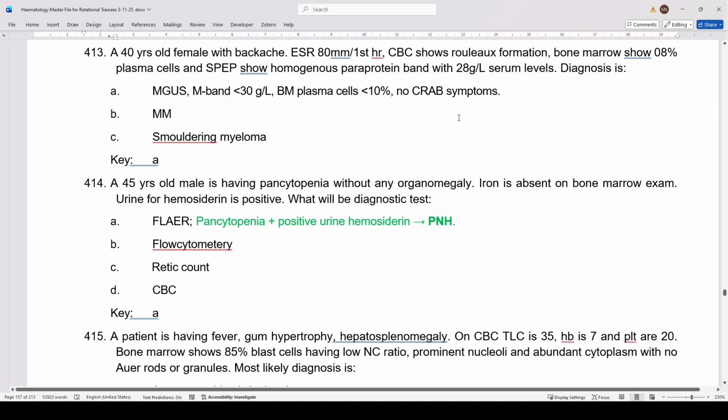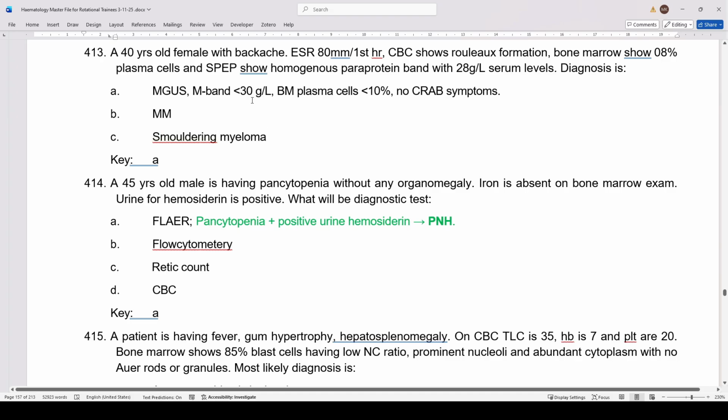and there is no CRAB, no end organ damage. Okay, so the patient will have no anemia, no lytic lesions, no renal failure, and no hypercalcemia, because whenever there are lytic lesions, the calcium will be high, so we will have hypercalcemia. So when there is no end organ damage and these are less than 10 and less than 30, we will say it is a case of MGUS.